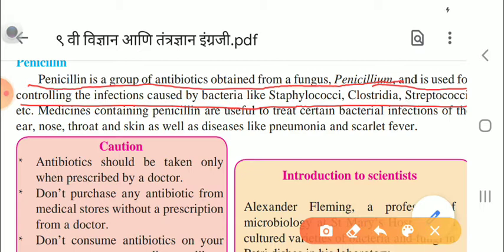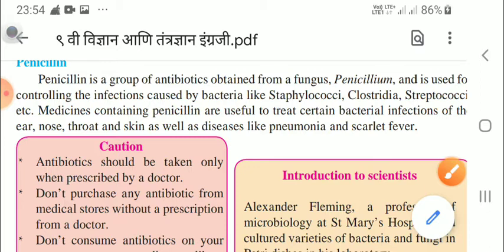Now, the medicines which are penicillin based, or the medicines which contain penicillin, are very useful to treat certain bacterial infections of the ear, nose, throat and skin, as well as some other diseases also. Now, what are the other diseases, children? Other diseases are pneumonia and scarlet fever.